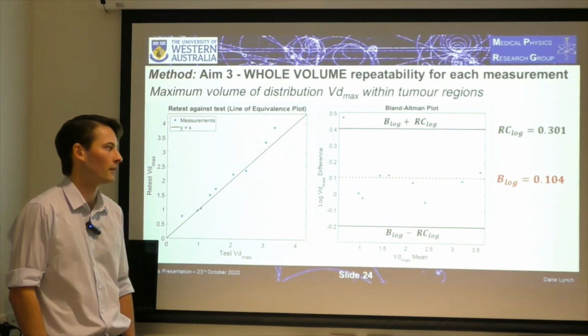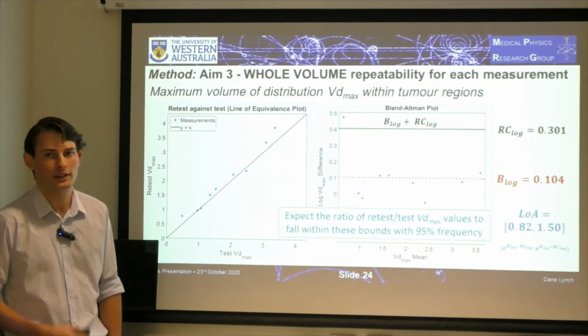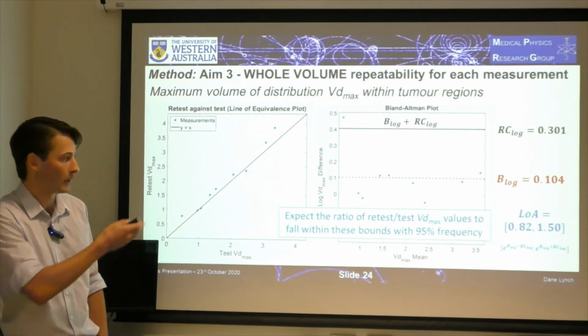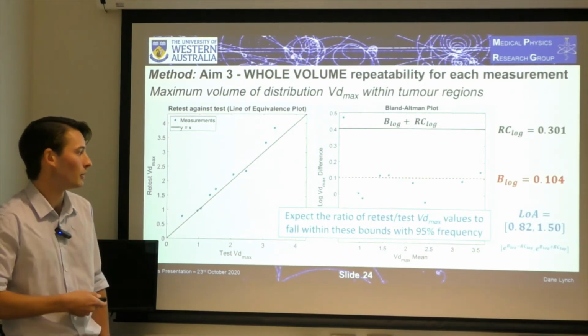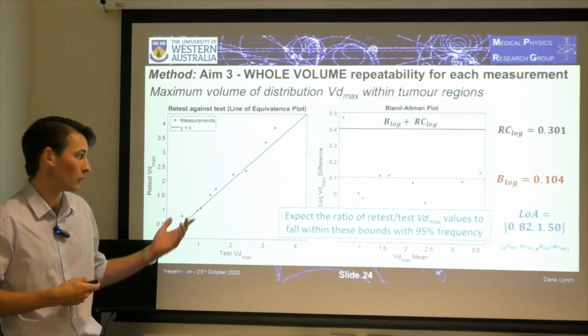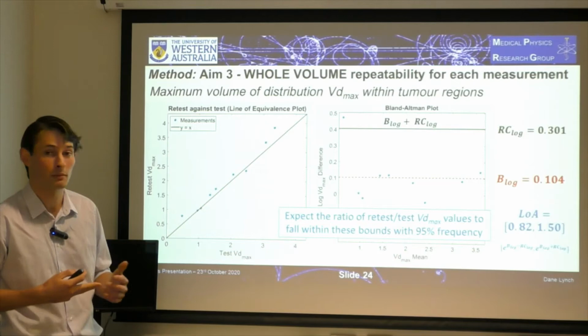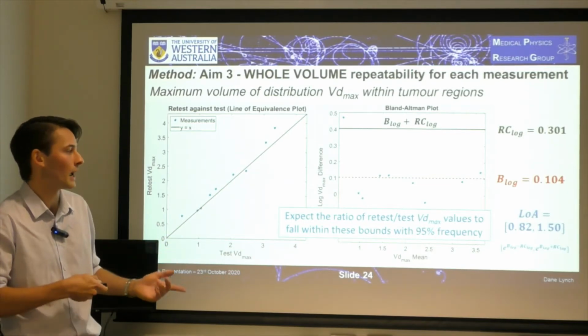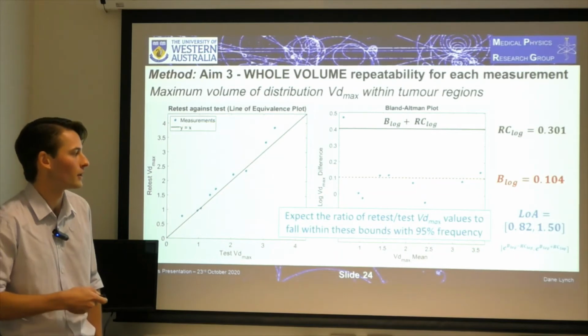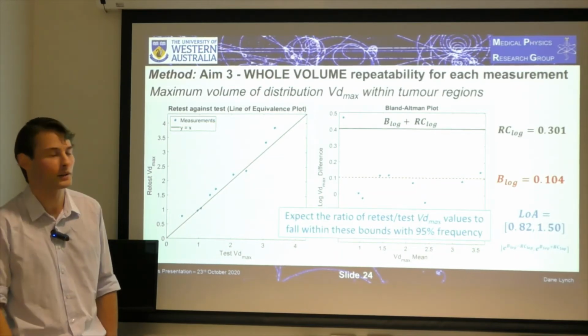Using these 2 calculated values, we can then form what is known as a level of agreement for this particular measurement, where we interpret the level of agreement to be the ratio of test to retest measurements for this particular example, volume of distribution maximum, to fall within these bounds with 95% frequency. So the ratios fall within these 2 values.